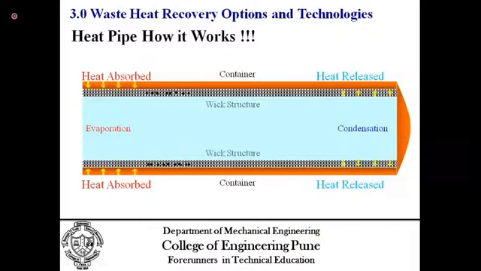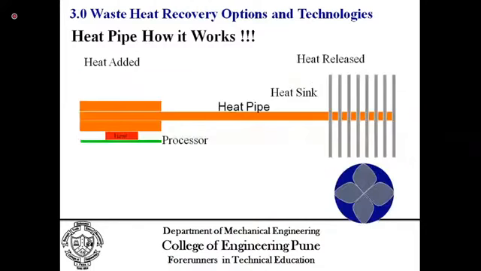Heat pipe is used in the gadgets. This is the processor IC, and to this processor, the heat pipe is connected. The IC will liberate heat. That heat is to be rejected. This will work as the heat is absorbed.